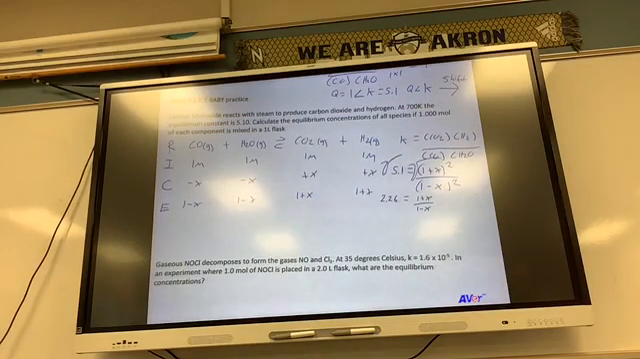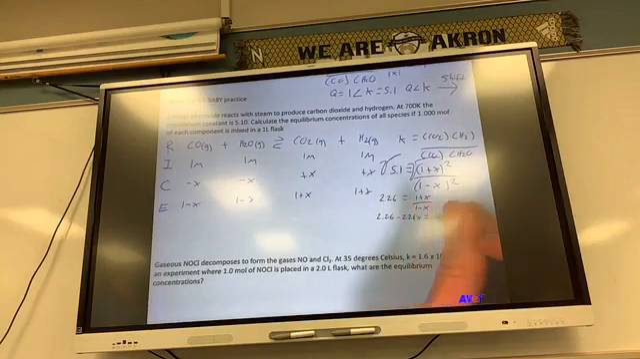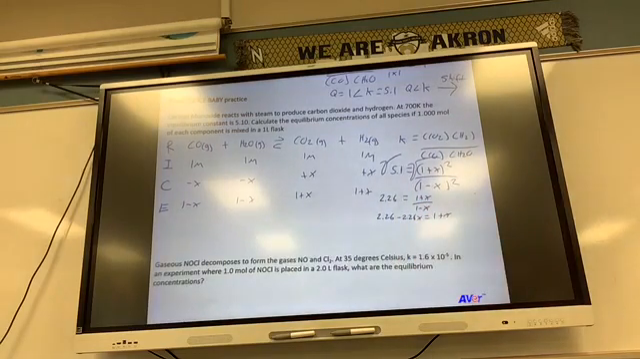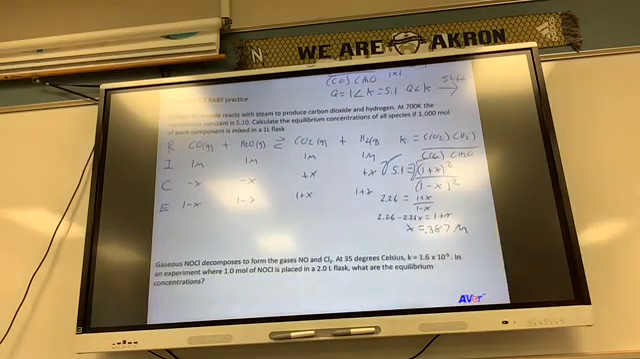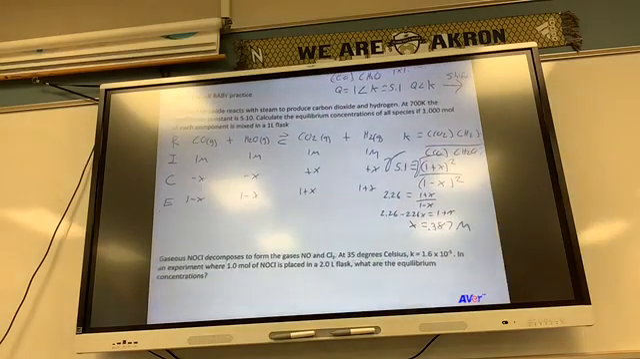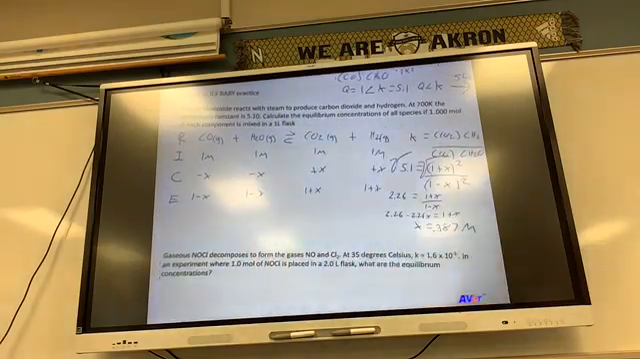Multiply over: 2.26 minus 2.26X equals 1 plus X. This is literally just algebra at this point. Solve for X, and X ends up being 0.387 molar. So now I have to calculate the equilibrium concentration of all species.